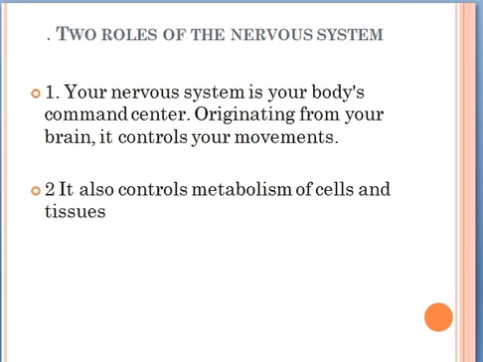We start with the two roles of the nervous system. The nervous system is your body's command center originating from your brain. It controls your movement, but it has also another role, which is controlling the metabolism of cells and tissues.